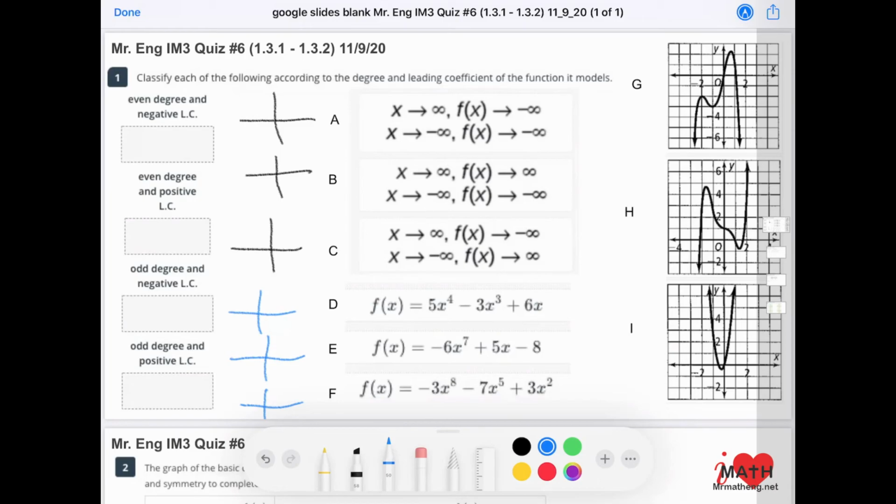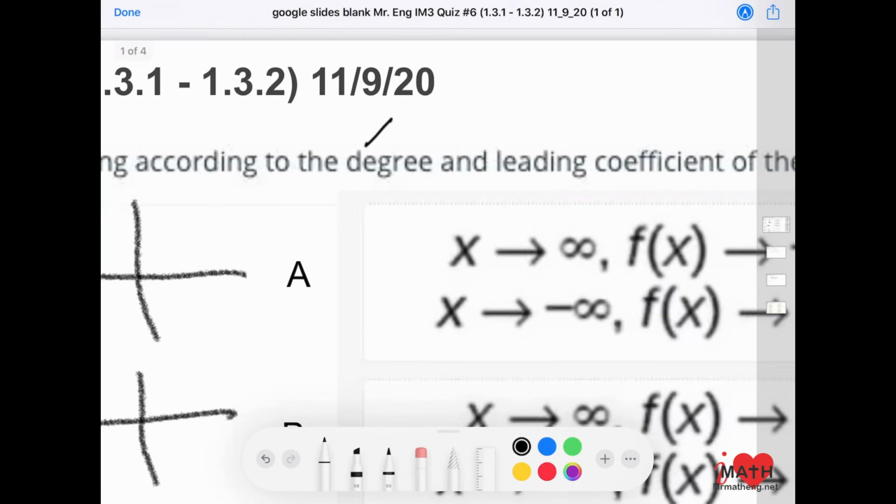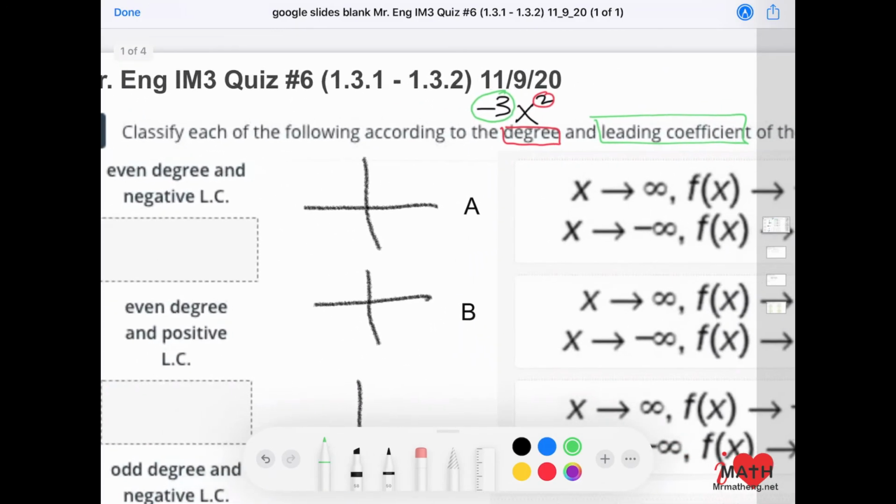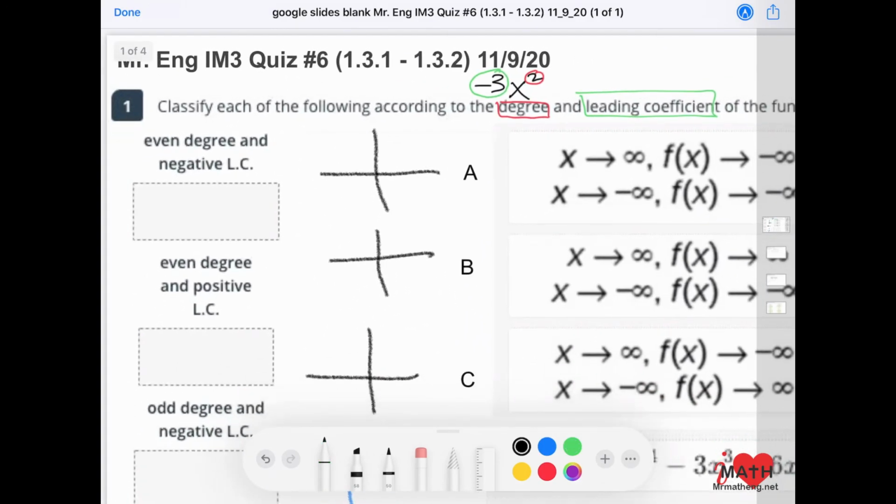Question number 1, classify each of the following according to the degree and leading coefficient that it models. So just so we're on the same page, a degree is the number above here. And let's say I put this here. A leading coefficient is what's in front, okay? And then we have to match it with all of these. So we talked about how LC is leading coefficient, okay?